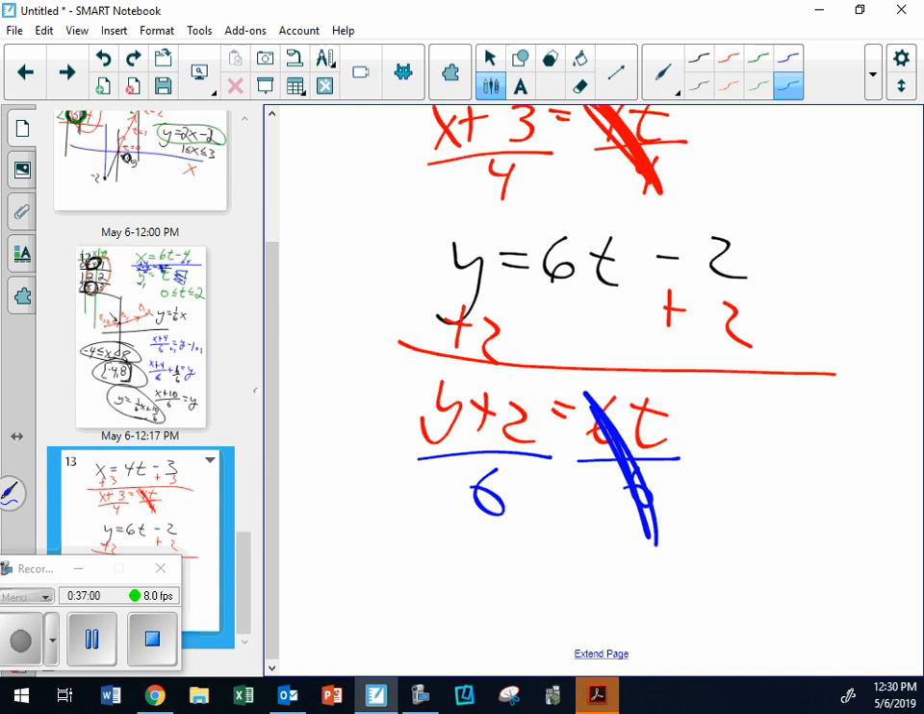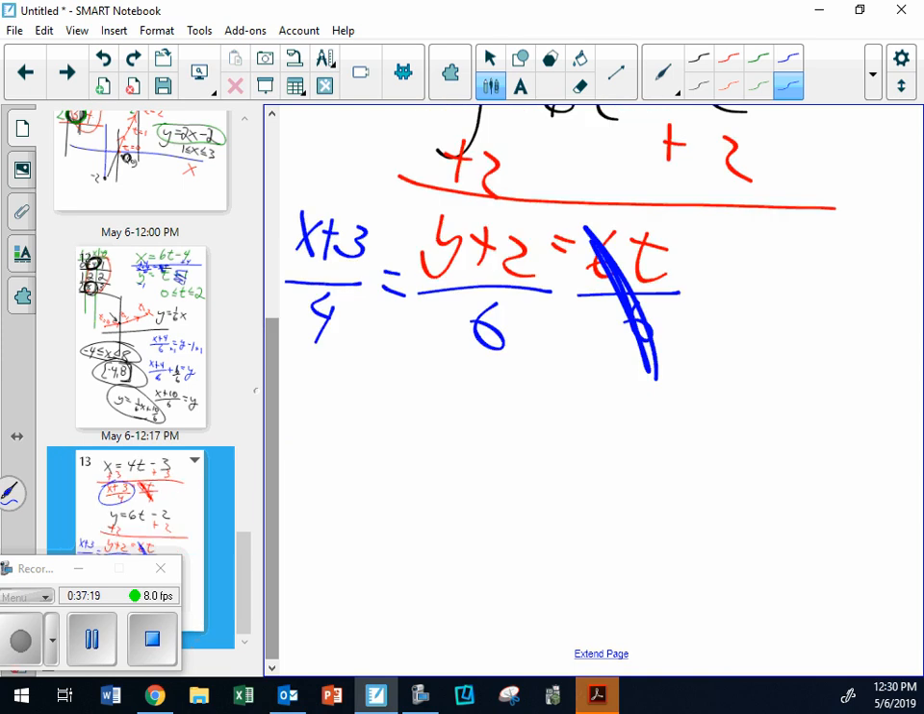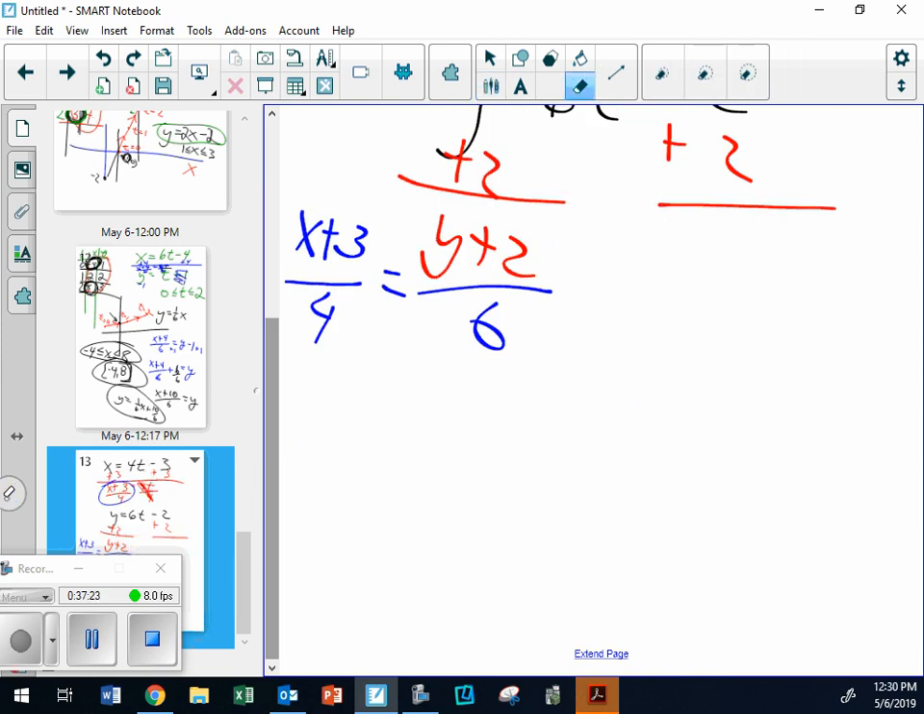Okay, so now I've got these two things: x plus 3 over 4 and y plus 2 over 6. And I got to set those equal to each other. So I'm just going to do that right here. Equals x plus 3 over 4. And then you could times by 6 on both sides. And notice the t's are gone. It's just about solving for y now.